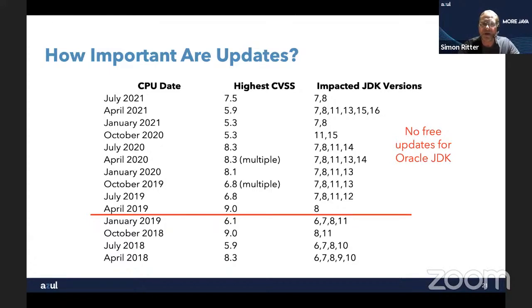The other thing that's worth noting here is that if you dig into a little bit more detail on that April 2019 one, the 9.0 score came from a vulnerability that wasn't even in the JDK code. It was in a Windows DLL that was used to build the JVM. So that's something to consider as well. It's not just the Java code that might have vulnerabilities in it.